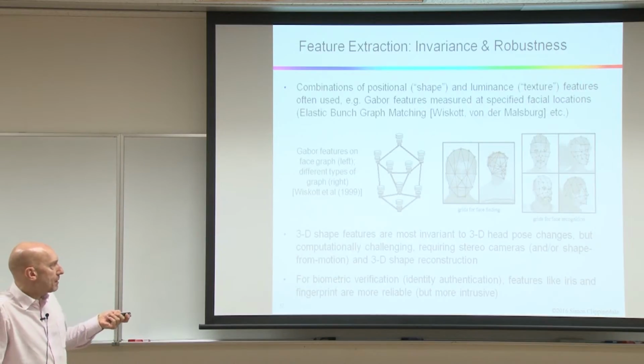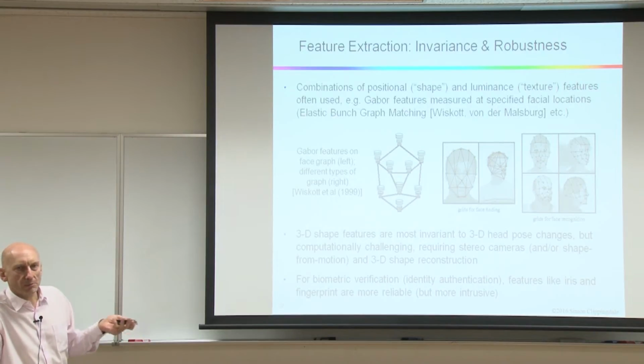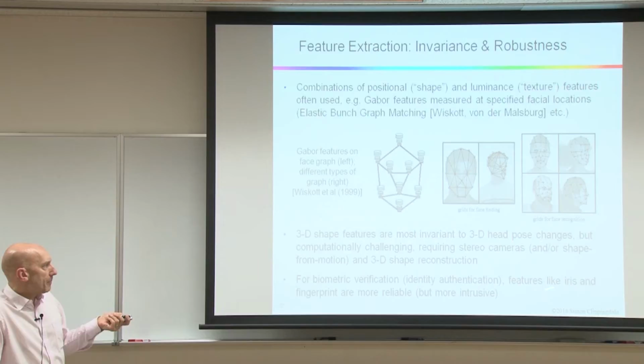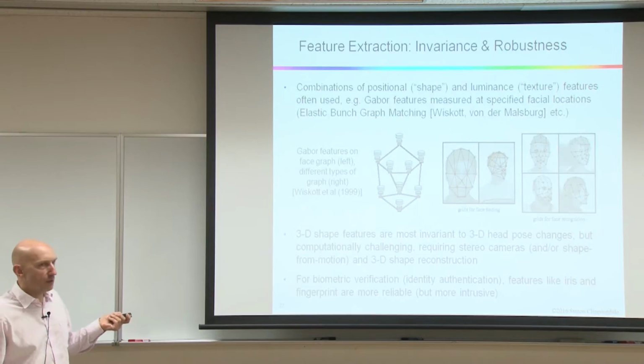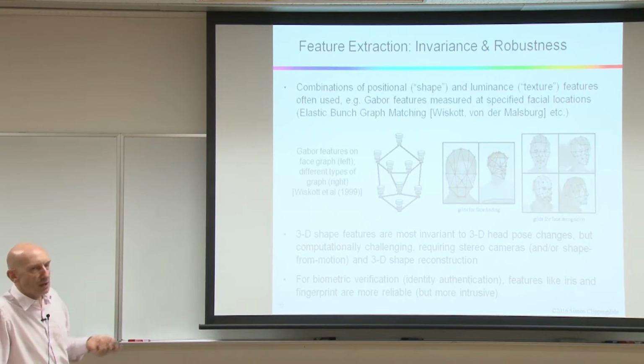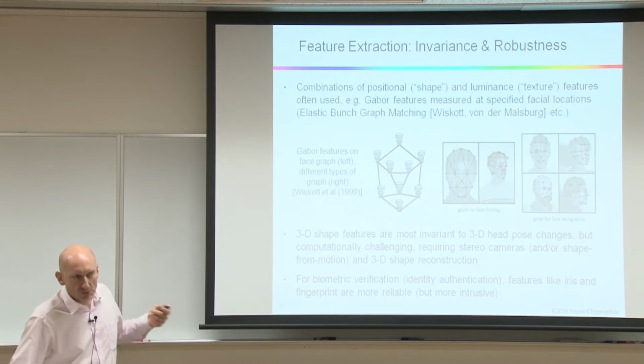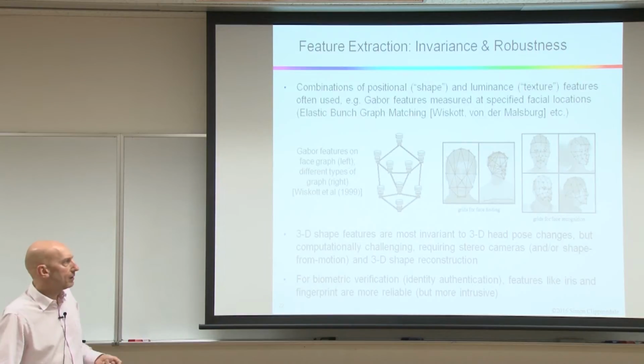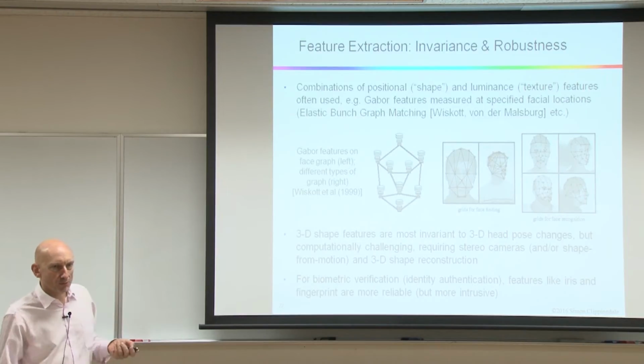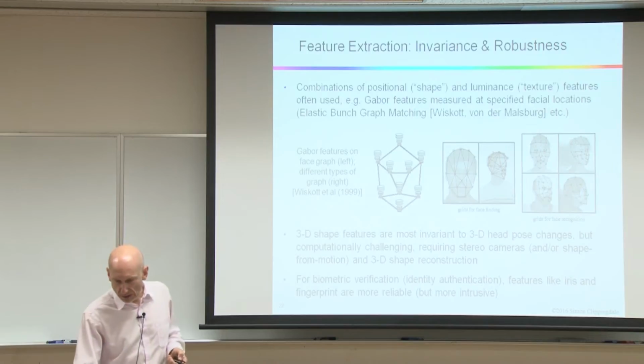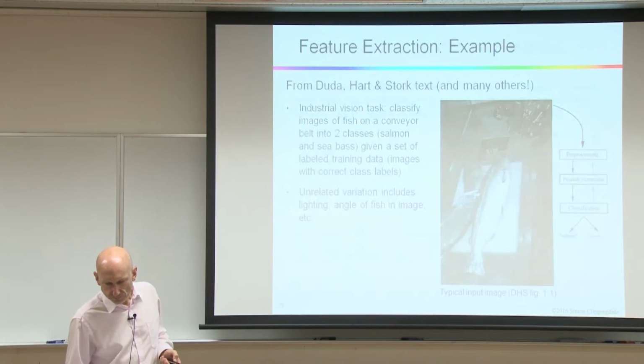And for biometric verification, which means checking that people are who they say they are, features like the iris, the pattern around the eye, and fingerprints are actually more reliable. The problem with them is that they're more intrusive. You have to get closer to people or physically touch them to get those features.